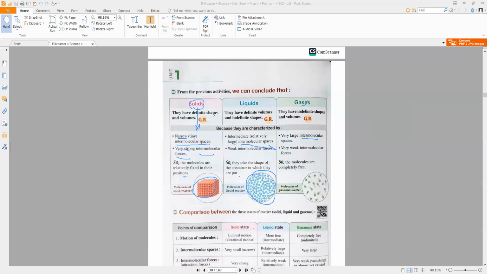So if I ask you to give a reason why solid has definite volume and definite shape, liquid has definite volume and indefinite shape, gases have indefinite volume and indefinite shape, why? You will answer with the intermolecular spaces and the intermolecular forces. You will talk about intermolecular spaces in these molecules and the intermolecular forces in these molecules.